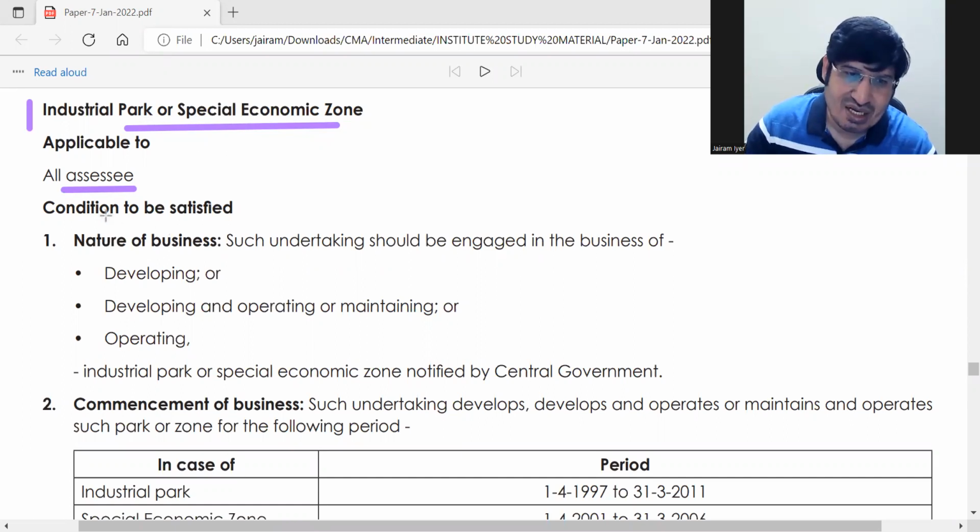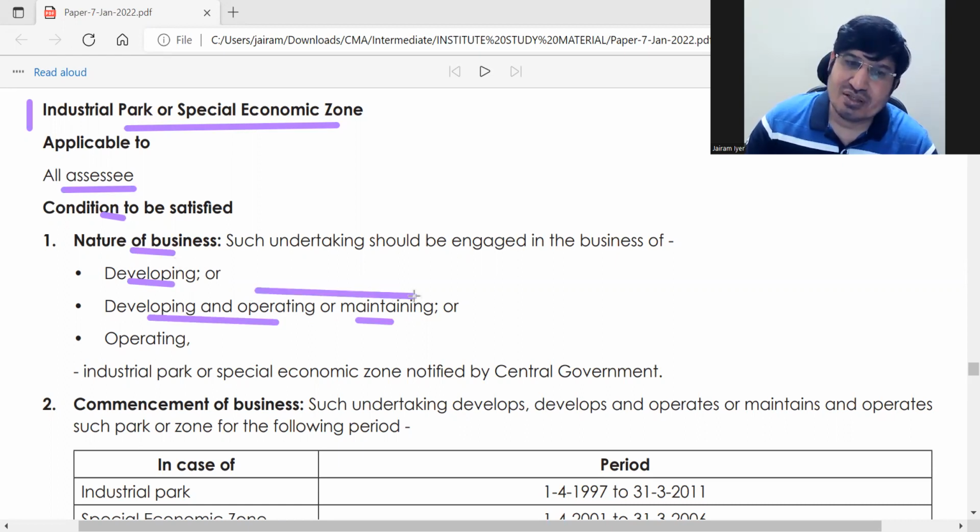Okay. So conditions is nature of business should be developing and operating or maintaining. Developing also and operating or maintaining. Okay, and third one is only operating.